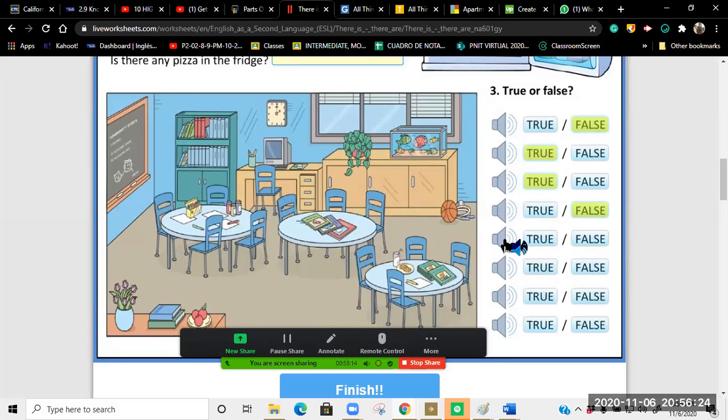Next one. There are 5 children in the classroom. There are no children in the classroom. Very good. Our next one. There is a computer in the classroom. True. It's true. Okay. There is a picture on the wall. There's a picture on the wall? False. It's a clock. It's not a picture. Excellent. There are 2 biscuits on a table. Biscuits le llaman a las galletas en Europa. True. On a table. Very good.